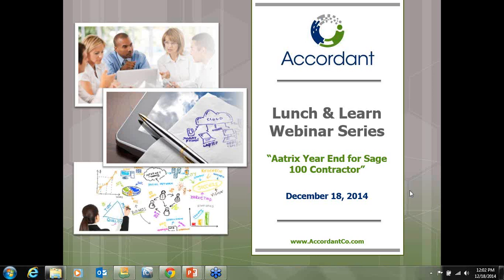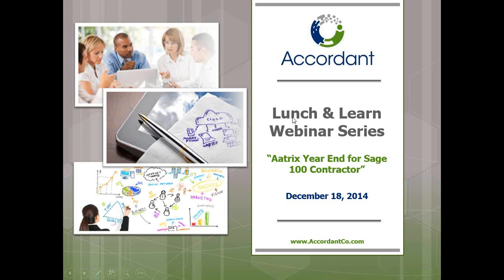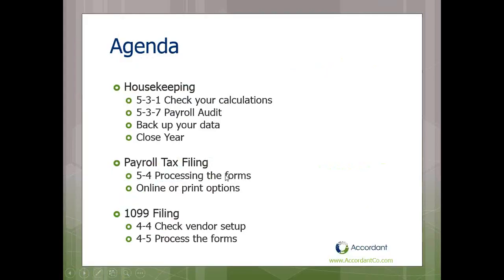Good afternoon. Thank you for joining us for your Aatrix year-end for Stage 100 Contractor. We're getting started with just a few additional housekeeping items, and these are going to be in menu 531 in the payroll menu. We're going to check some calculations to make sure that some of your deductions are set up with the W-2 box correctly filled out.